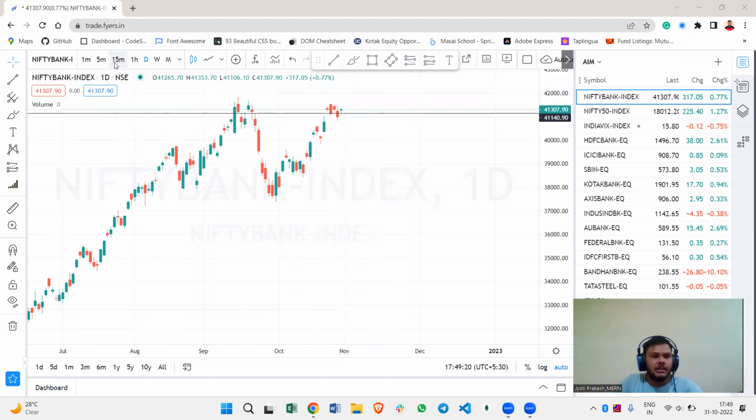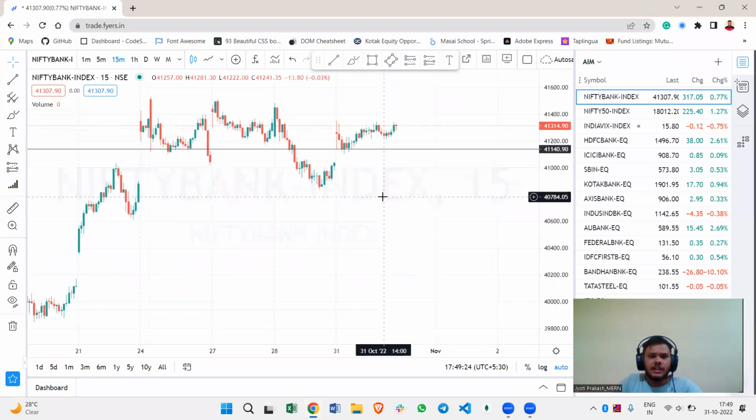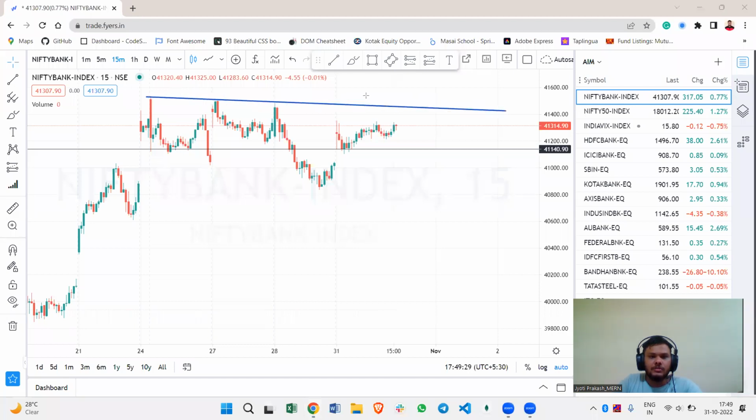Okay. Now let's look into the 15-minute candle. Here you can see that the market is continuously getting resistance from here at the higher level, and if the market opens flat or opens gap up and it closes above that resistance, then you can take a trade for buying. As I said, your target will be 41,800 to the 42,000 round level.